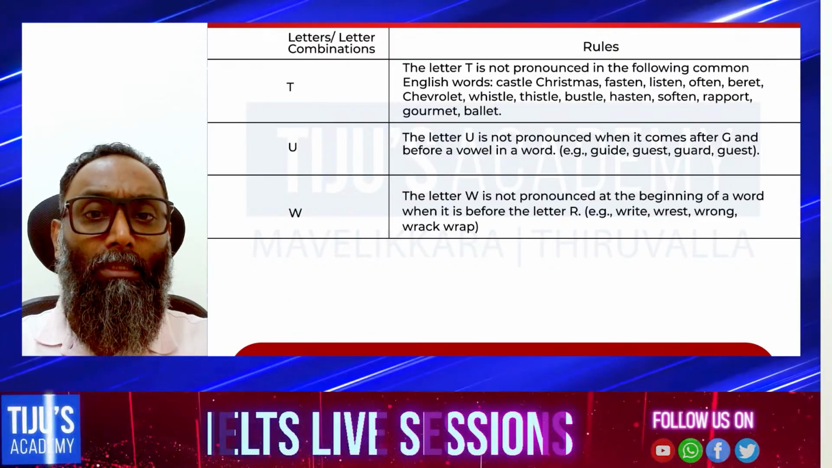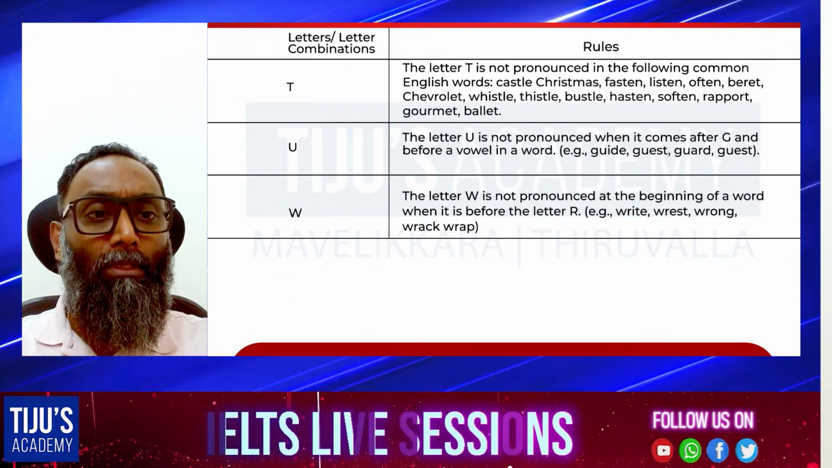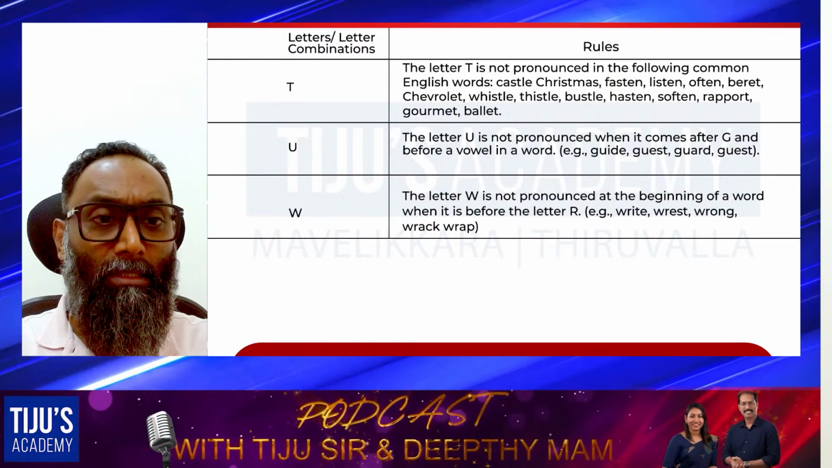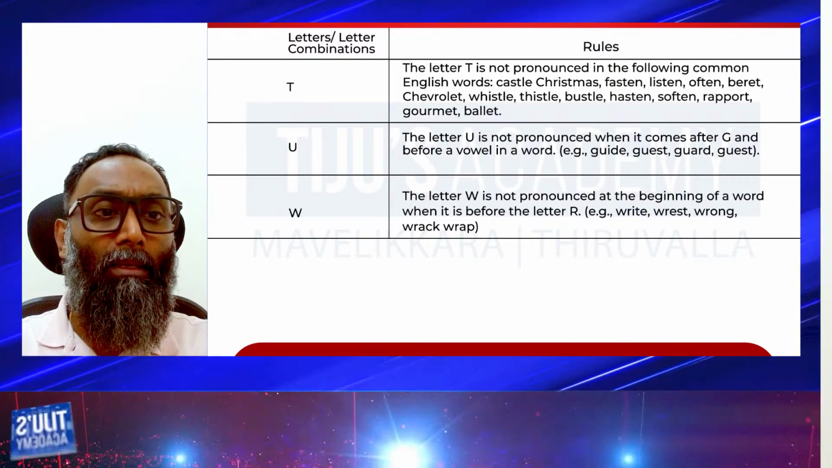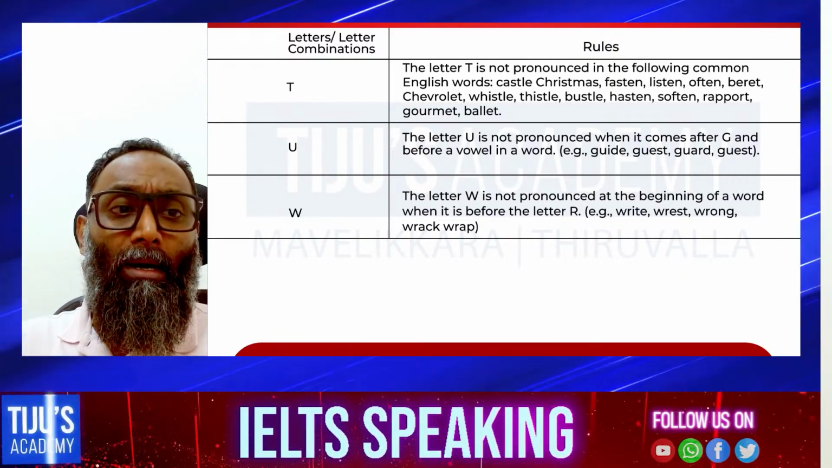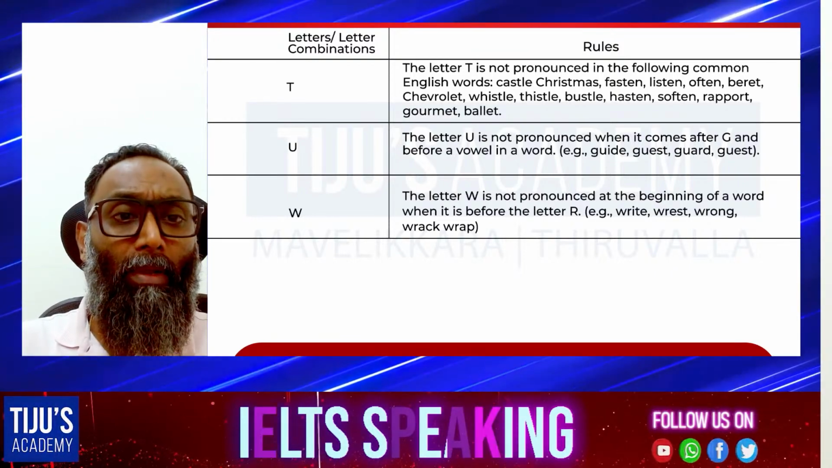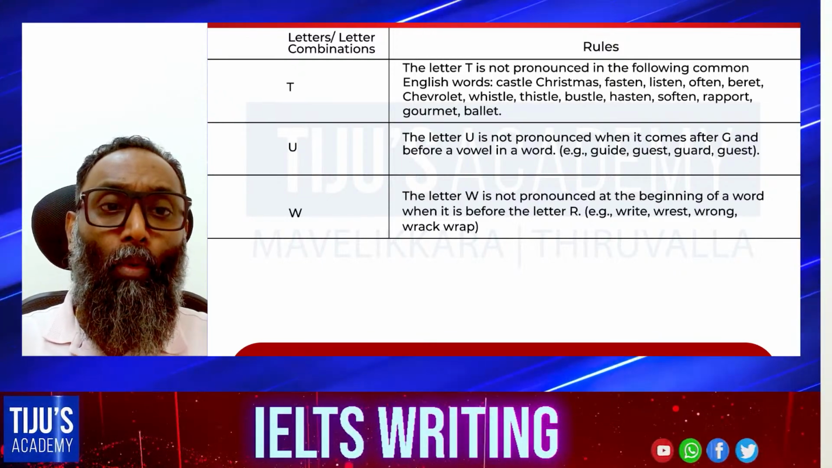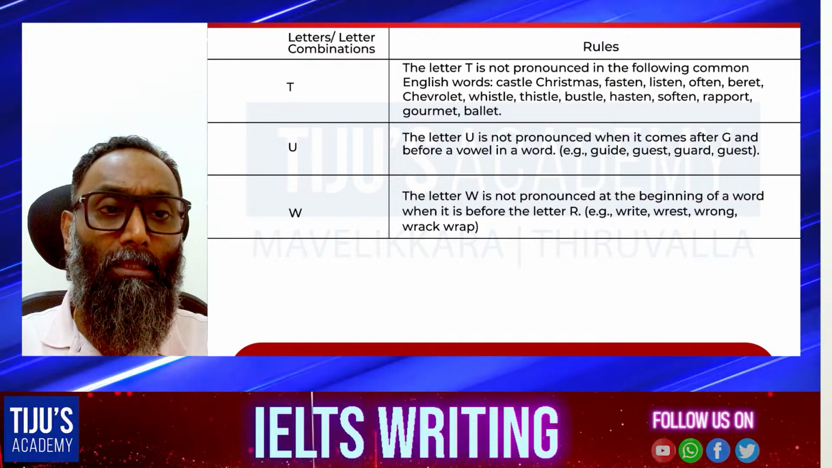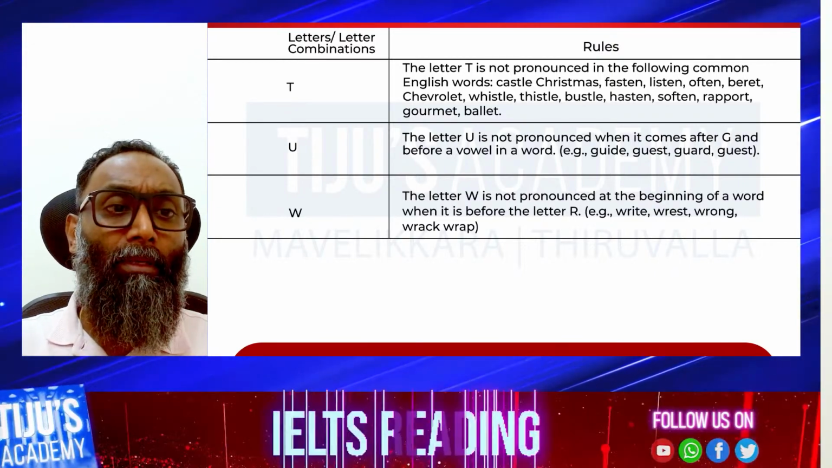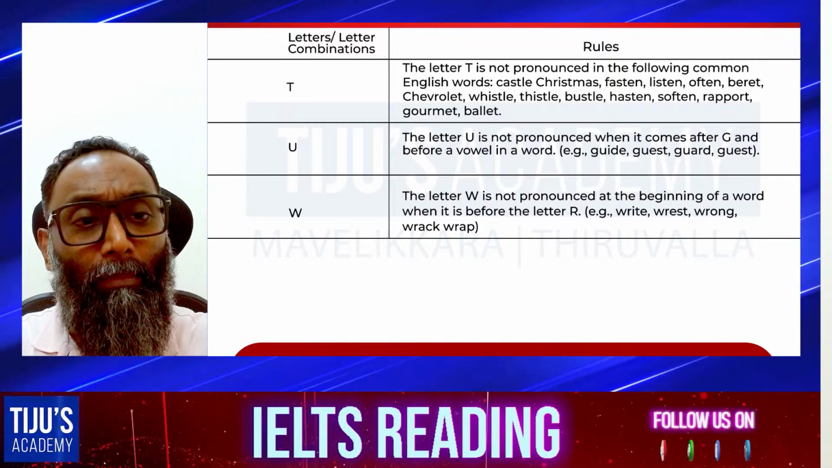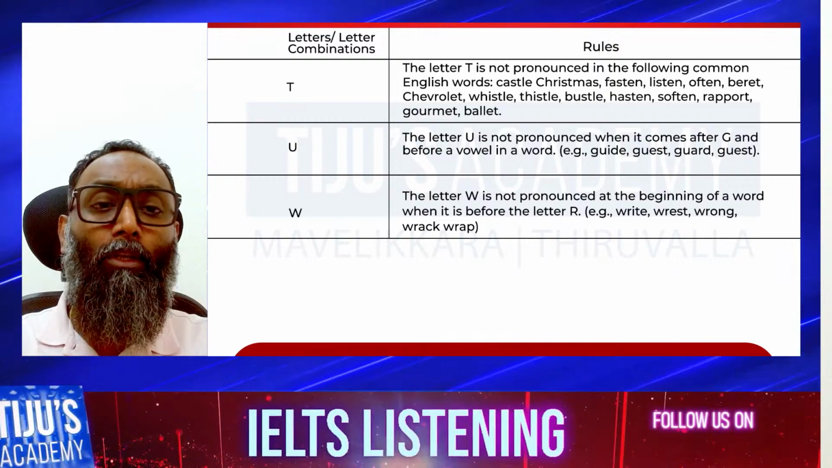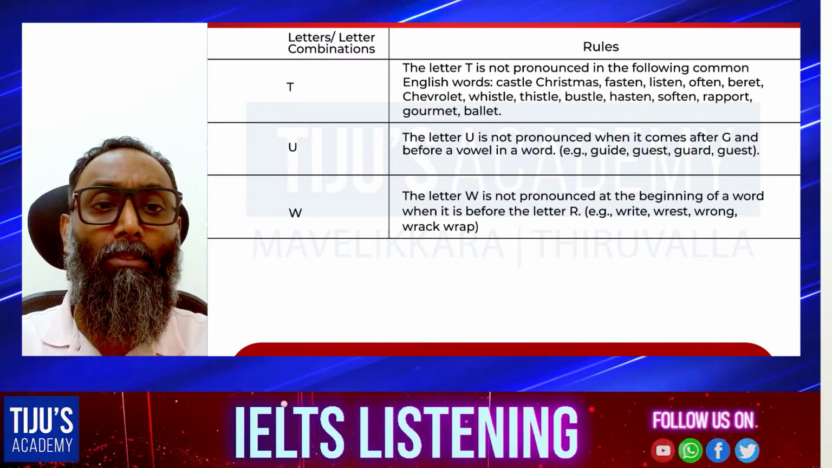Now with the T. The letter T is not pronounced in the following common English words like castle, Christmas, fasten, listen, often. When it comes to beret, the T will be silent. It's beret. Same thing with the car that we ride, Chevrolet. Whistle, thistle, bustle, hasten, soften. Right? The T, we don't pronounce it in soften. Then it's rapport, not rapport with the T. Right? Same thing with gourmet, ballet. The T is not pronounced.